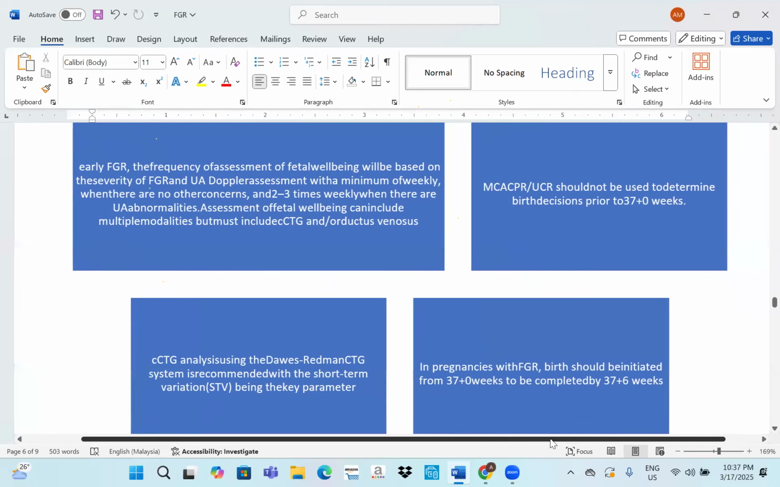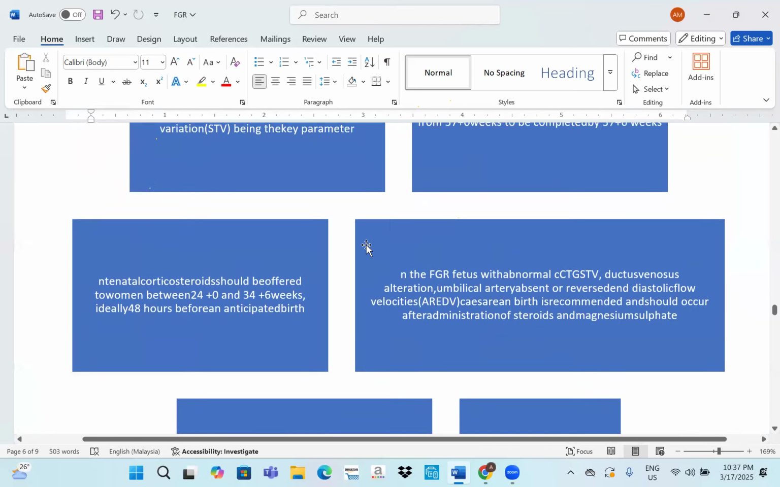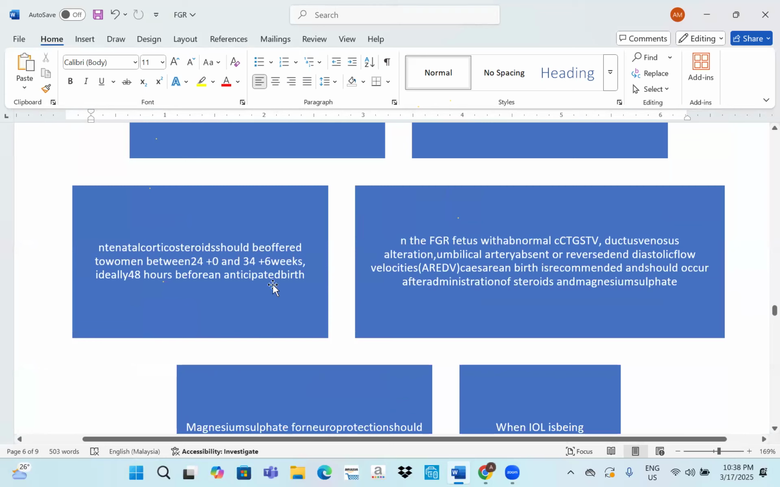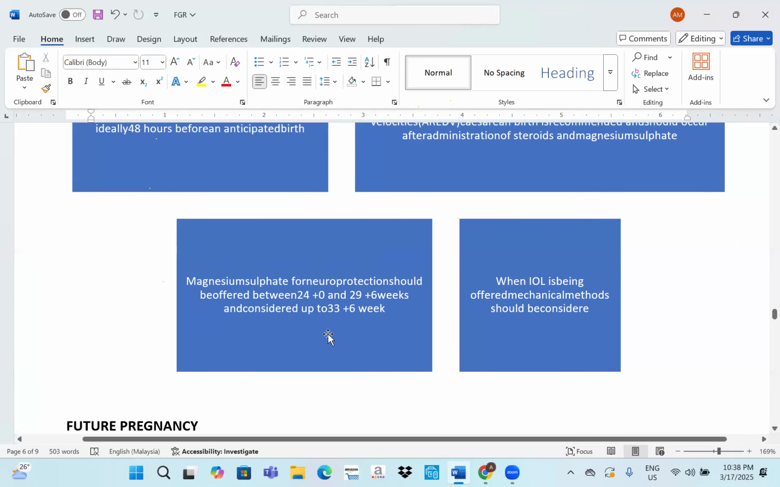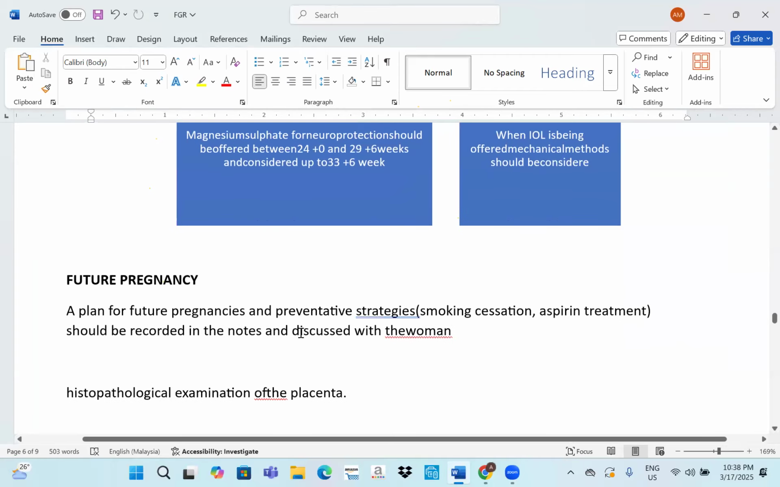This one I already explained to you in the flow chart. One important thing you should know is that you have to give steroids to your patient between 24 to 34 plus 6 weeks, and neuroprotection as well. If they ask, neuroprotection is offered between 24 to 29 plus 6 weeks and consider up to 33 plus 6 weeks. And if they ask what is the preferred method for IOL, then the mechanical method.